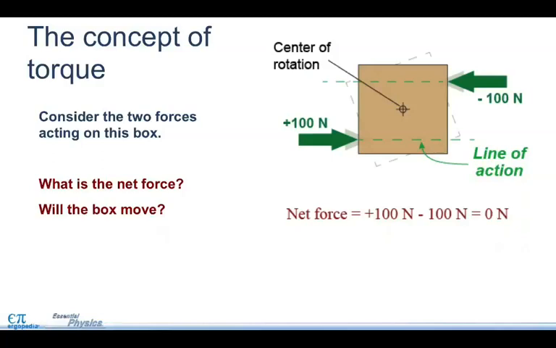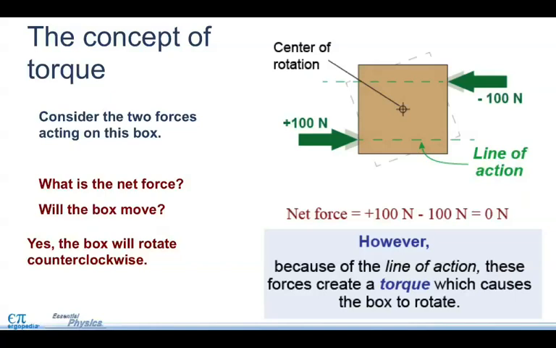As you have no doubt deduced, the net force is zero. You have 100 newtons pushing in opposite directions on the sides of the box, and so they add to zero. But will the box move? Pause the playback to think about it. You probably intuitively knew that the box would rotate. This rotation is caused by torque.